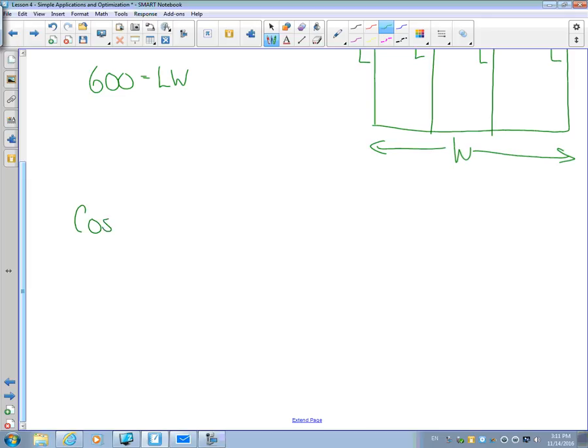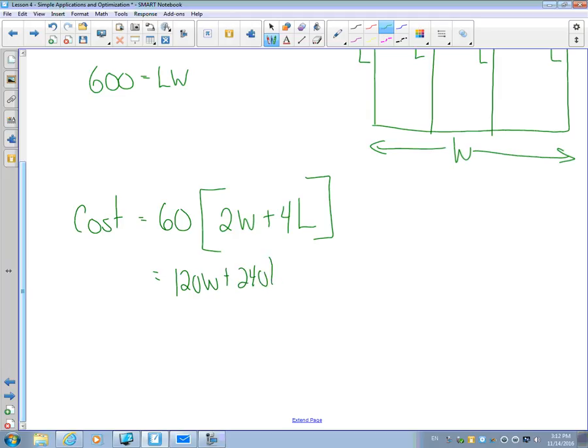So what are my walls going to cost? It's going to cost me $60 for each piece of wall I have. How many pieces of wall do we have? We've got 2 W's plus 4 L's. So really, if I expand this, I get 120 W, $60 for each W piece, plus 240 L. That's what my cost is, right? Now that's a second equation with some of the same variables.